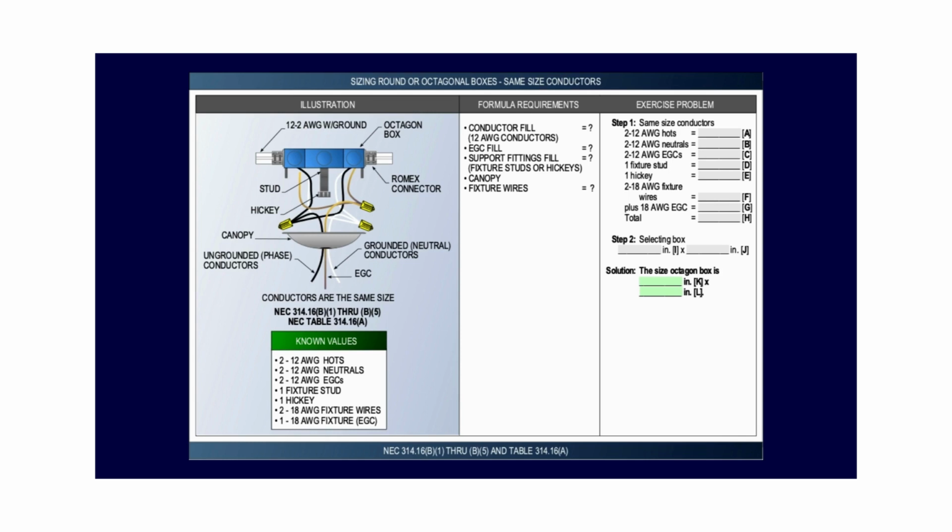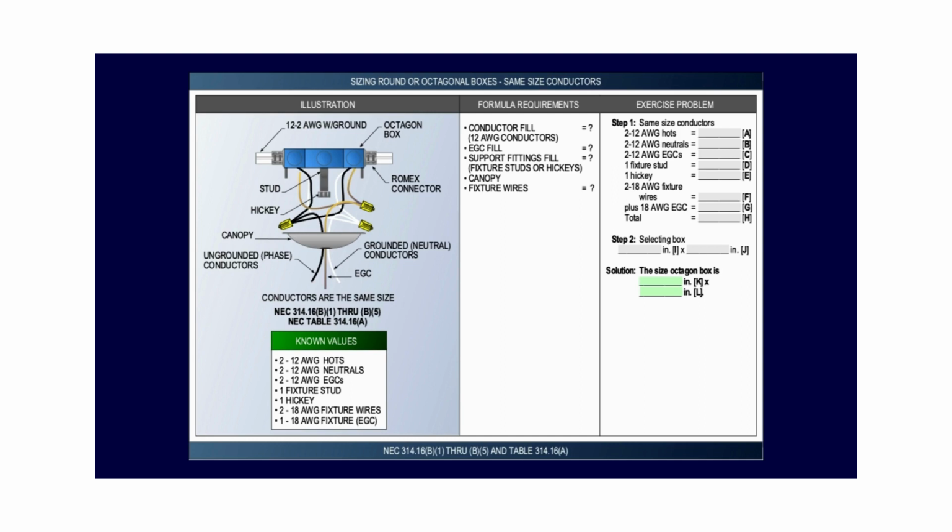Step 1. Same size conductors. 314.16(B)(1) through (B)(5). 2 number 12 AWG ungrounded, phase, conductors equals 2. 2 number 12 AWG grounded, neutral, conductors equals 2. 2 number 12 AWG equipment grounding conductors equals 1. 1 luminaire stud equals 1. 1 hickey equals 1. 2 number 18 AWG fixture wires equals 0. Based on the count, the total equals 7.